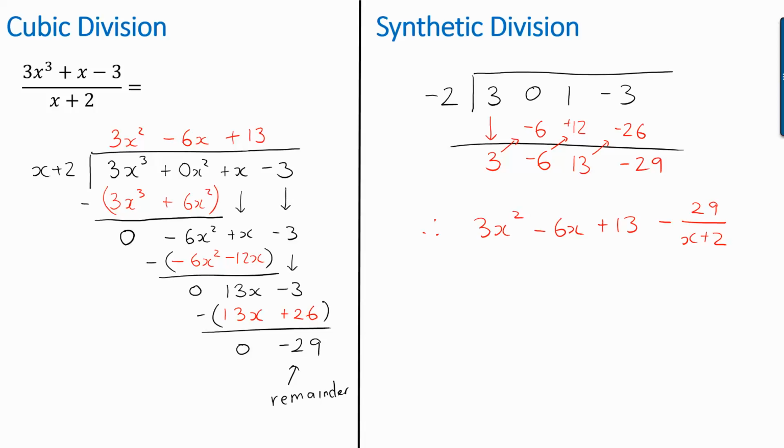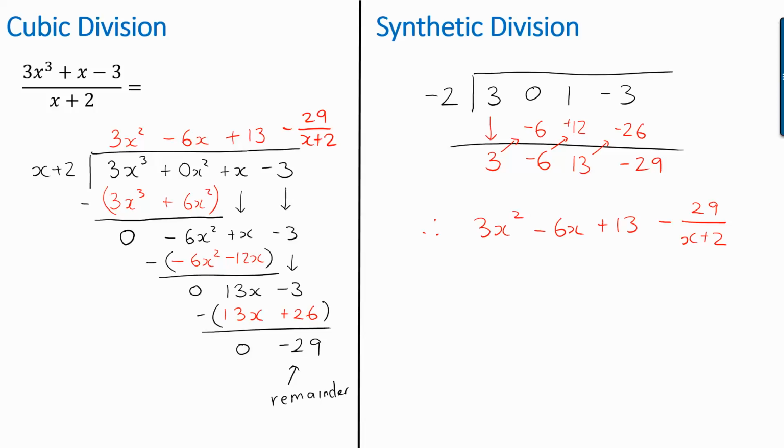Have a look at your answers, check the solutions. Both of them should be the same. See 3, negative 6, 13, negative 29. How you write the remainder: negative 29 out of what you were dividing by. In our case, it's x plus 2. So right down here, you should be saying minus 29 over x plus 2. Both answers are the same, both techniques.